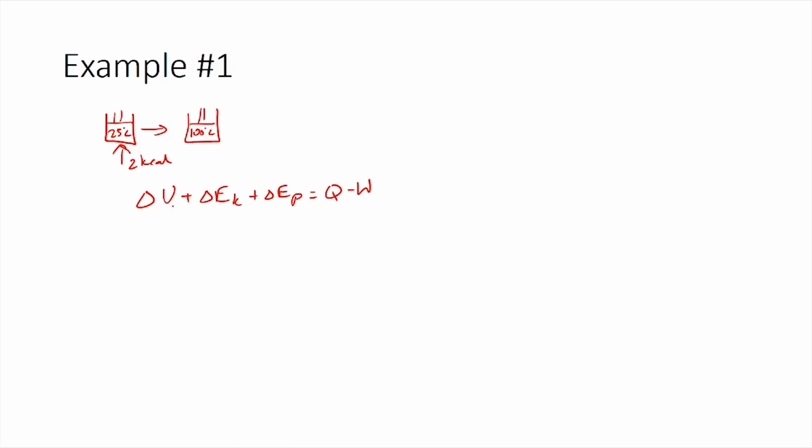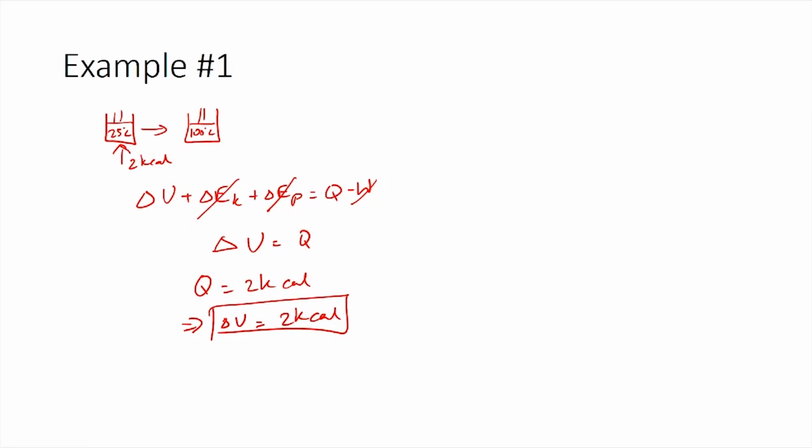The system itself is not accelerating in any way, so kinetic energy will go to 0. We have been told that change in position of the piston can be ignored, but here there is no change in position of the piston anyway, so potential energy will also be equal to 0. Q is not 0 because you have 2 kilocalories of heat being supplied to the system. The piston is not moving in this process, so W will go to 0. So, you have delta U equals Q. Q has been given as 2 kilocalories, so delta U equals 2 kilocalories.